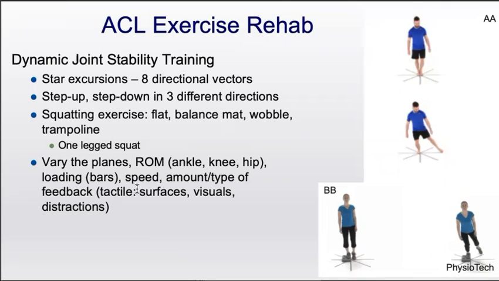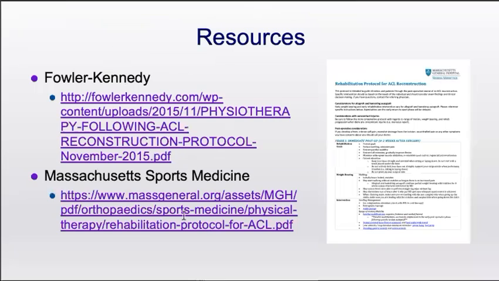To make things more challenging, you always want to change the plane that they're working in. They can do lateral lunges, frontwards lunges. You can change the speed of the movement, the number of repetitions, and the amount of feedback, whether visual feedback or proprioceptive feedback. There's lots of different things you can do. I really encourage you to check out those resources from a few slides ago from Fowler Kennedy and Mass Sports Medicine.